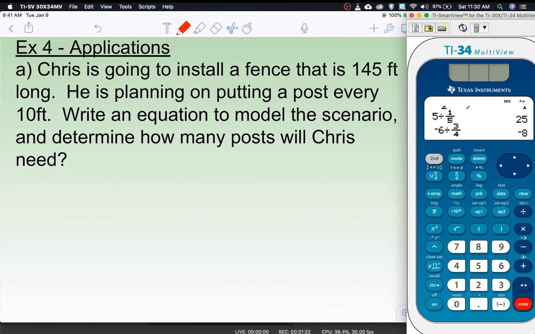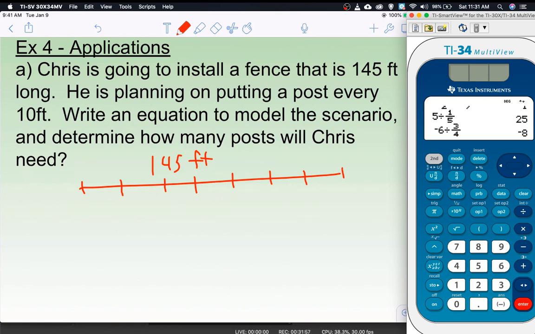So let's see here. If he's going to put a post every 10 feet, if you imagine a 145 foot long section, and every 10 feet, boom, boom, boom, boom, obviously this is not drawn to scale, boom, boom, boom, he needs a post. What math are we doing? Are we adding, subtracting, multiplying, dividing? What's division? Because we're going to take that 145 feet and divide it into equally spaced 10-foot sections. We're dividing it into sections.